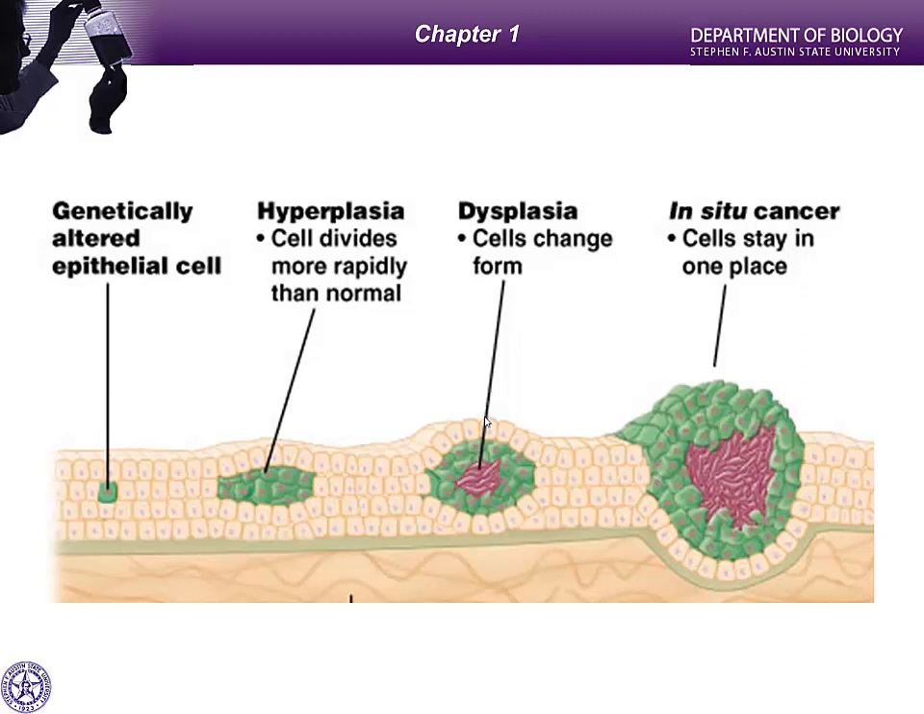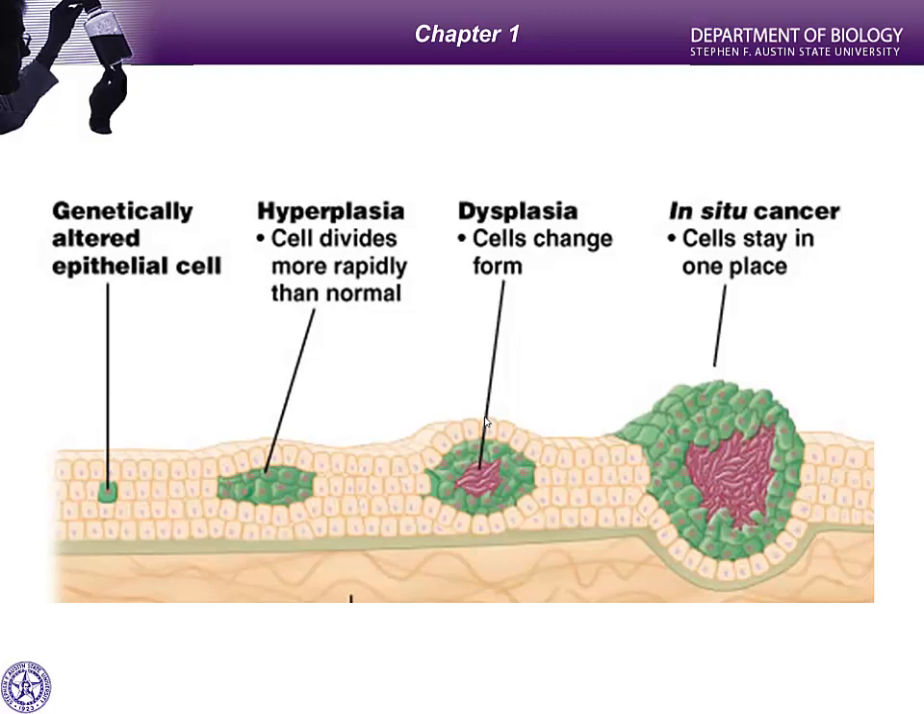That's called hyperplasia. Hyper as a prefix means above. Plasia means form or growth. So we just have too many cells. But then eventually the cells in the middle are going to change their form. They're going to look different. They're going to act different. And we call them dysplasia.